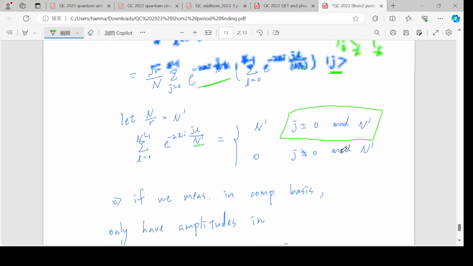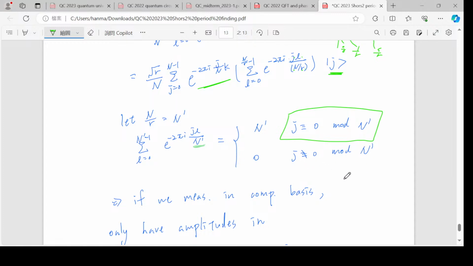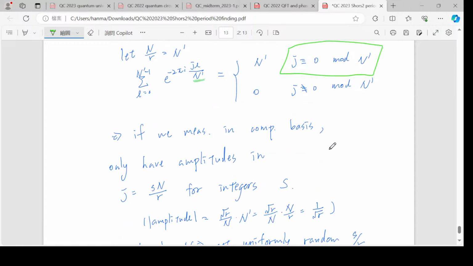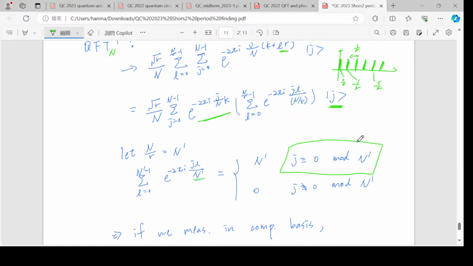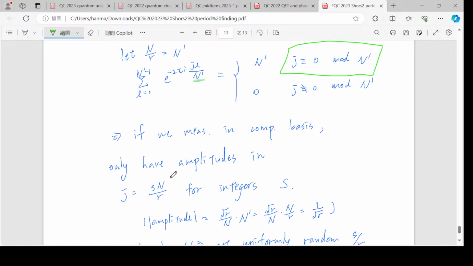Then we see that when j is not an integer multiple of n prime, you have no probability of measuring that j. And so we only have amplitude when j is an integer multiple, s times n prime, which is n divided by r. Okay, so j is an integer multiple of n divided by r, for some integer s. And so we have non-zero amplitude.